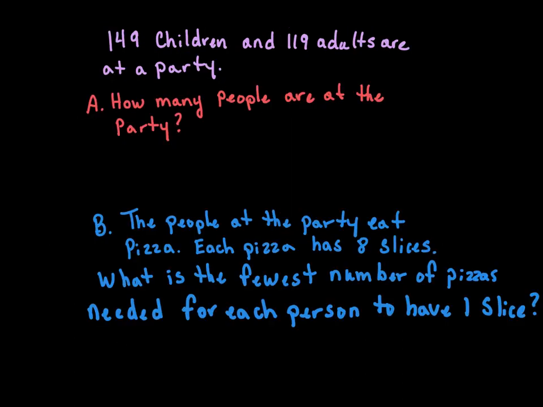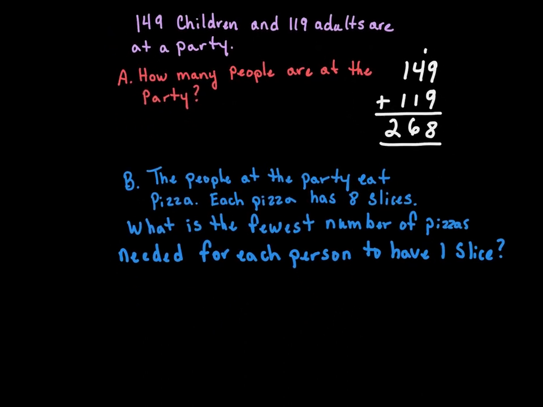149 children and 119 adults are at a party. How many people are at the party, right? Well, that's the first part. So that is just basically an addition problem. So we have 149 plus 119. So 9 plus 9 is 18, carry the 1. 1 plus 4 is 5, plus 1 is 6. And then 1 plus 1 is 2. So we have 268 people at this party.